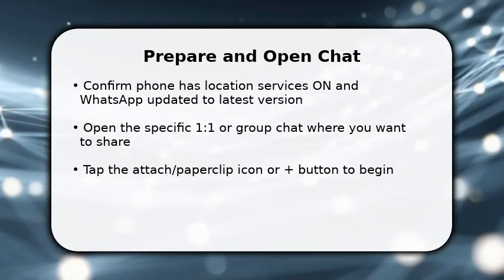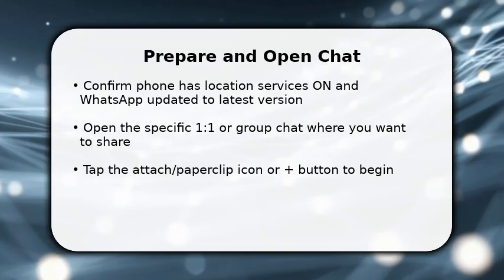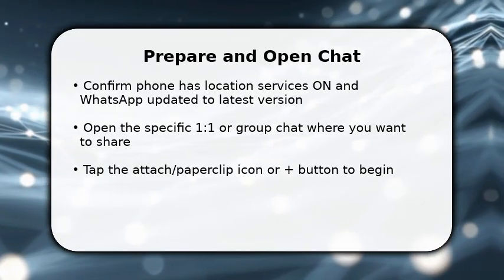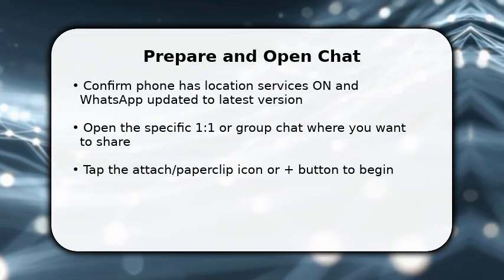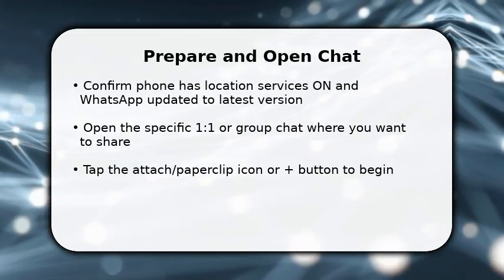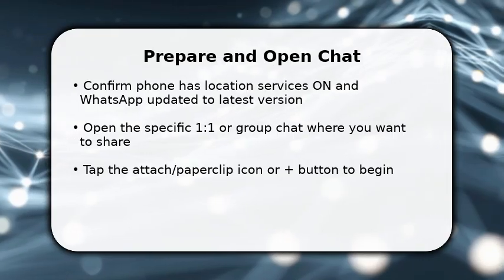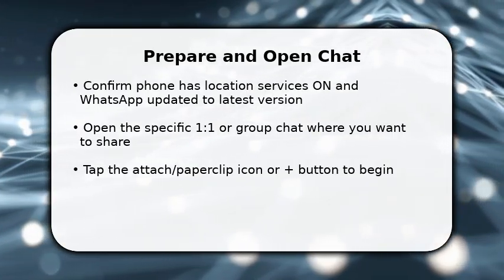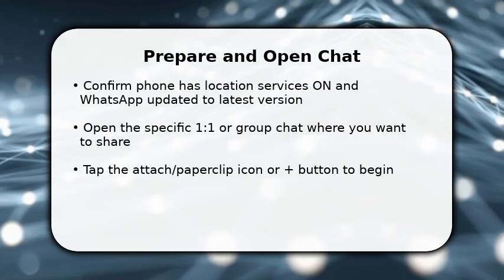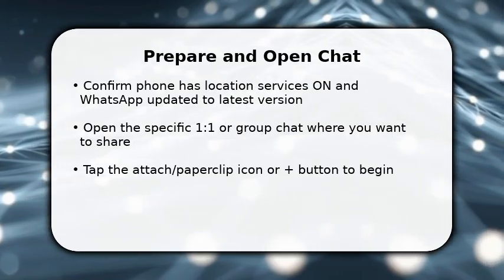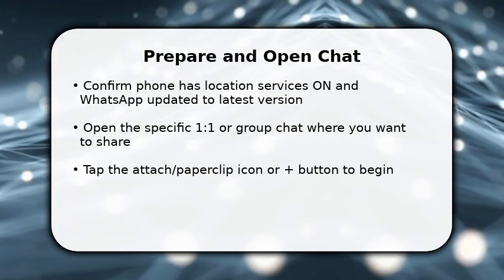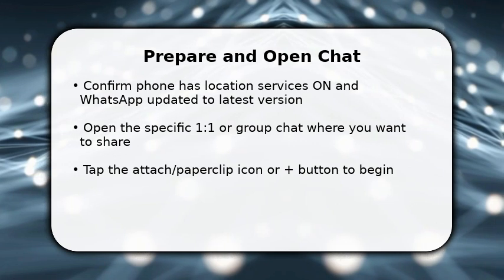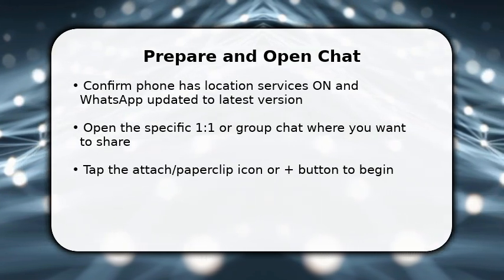You start by enabling location services on your phone and making sure WhatsApp is updated. This avoids permission errors. Next, open the exact chat, one-to-one or group, where you plan to share live location. Once you're in the chat, tap the attach paperclip icon on Android or the plus icon on iPhone to reveal sharing options. This first step puts you in the right place and preps WhatsApp to request permissions, so you can actually send live location without interruptions.